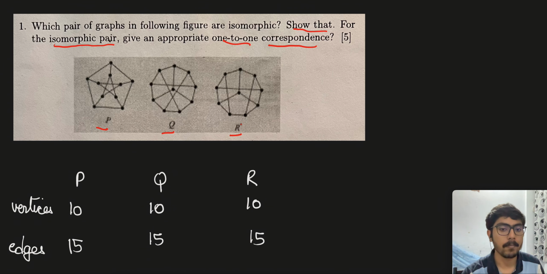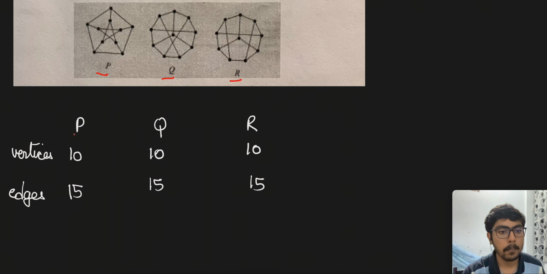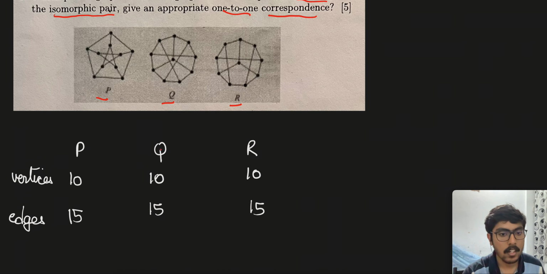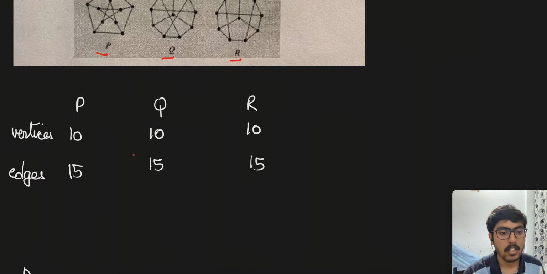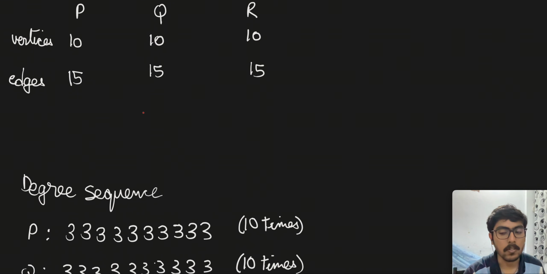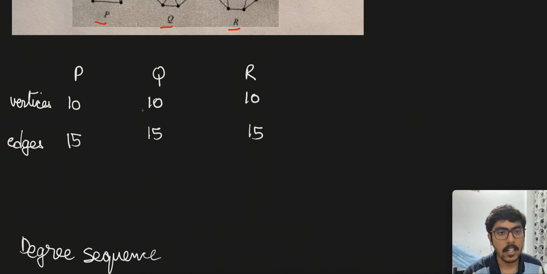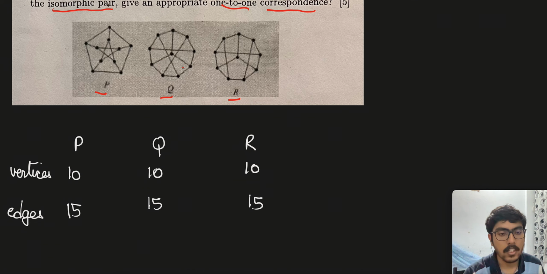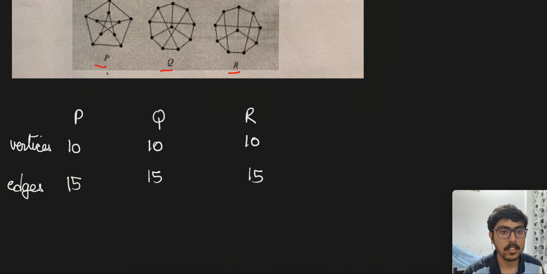So let's begin. P has 10 vertices, Q has 10 vertices, and R has 10 vertices. If we talk about edges, P has 15 edges, Q as well has 15 edges, and R also has 15 edges. Then we come to the degree sequence. The degree sequence is basically the degrees of the vertices arranged in ascending order. So this is the degree sequence.